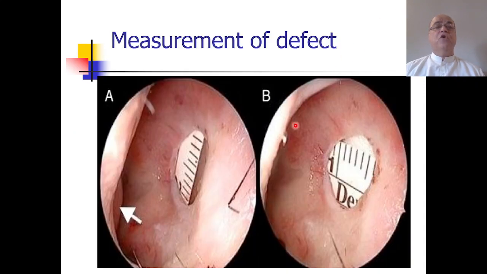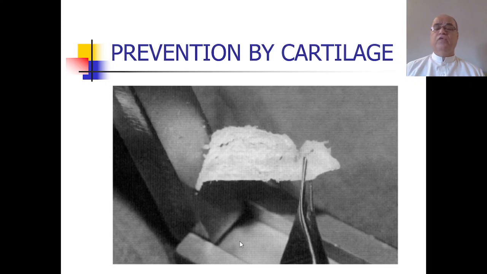So this is how we can measure. This is the vertical measurement of the septal perforation with a measuring tape, and this is the horizontal measurement. According to the vertical length, we classify this into small, medium, large and very large perforations. And after measurement, if we have to put a cartilage graft there, we know how much length and width of cartilage is required.